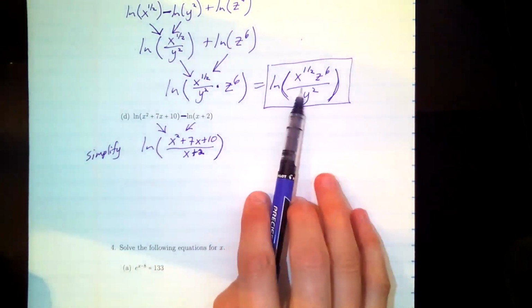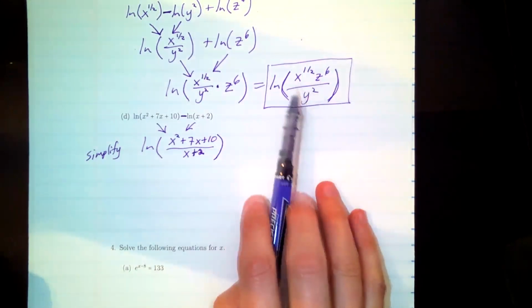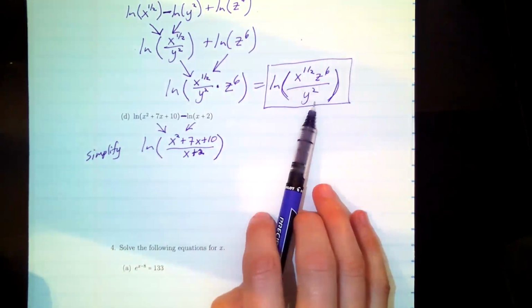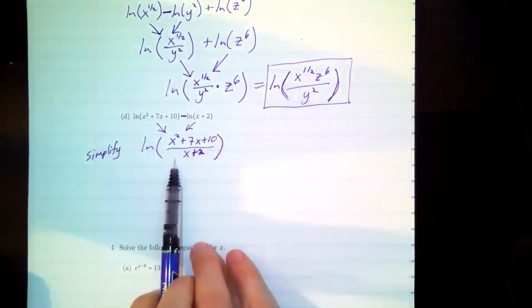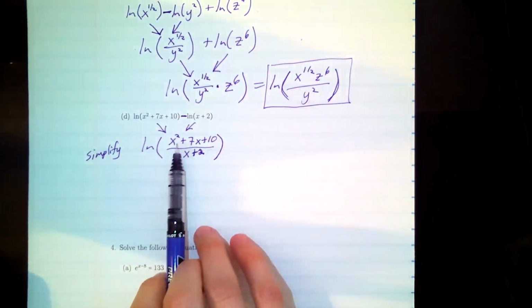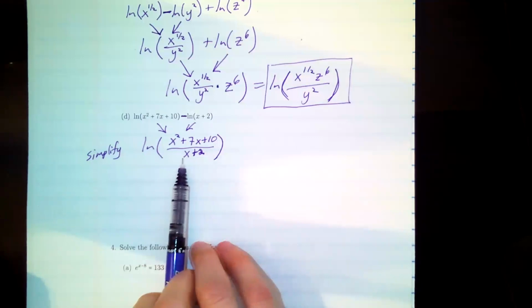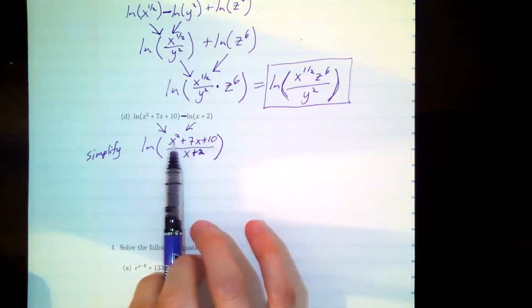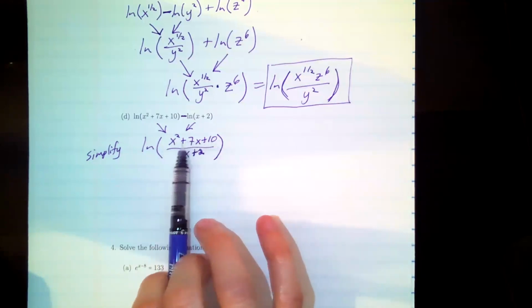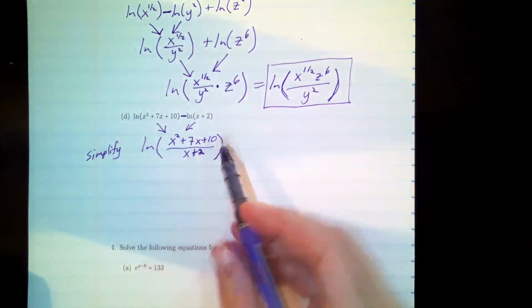This log, when I compress it together, all my variables are different. That's an x, that's a z, that's a y. Nothing combines, nothing cancels. There's no like terms anywhere. This one's kind of stuck. But this one, this is 2 polynomials. I've got x squared plus 7x plus 10 divided by x plus 2. Interestingly enough, this x squared plus 7x plus 10, that's a quadratic that can factor.